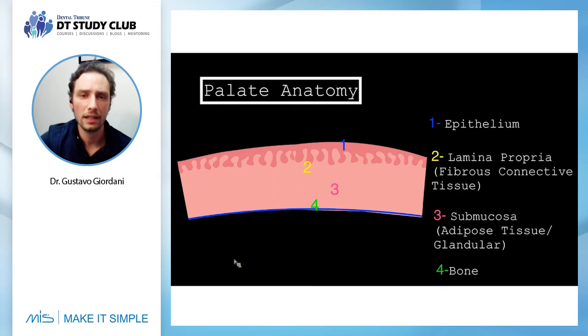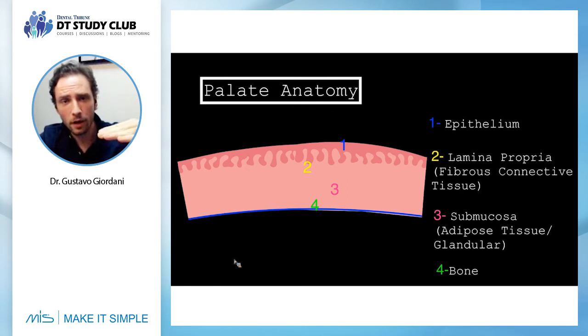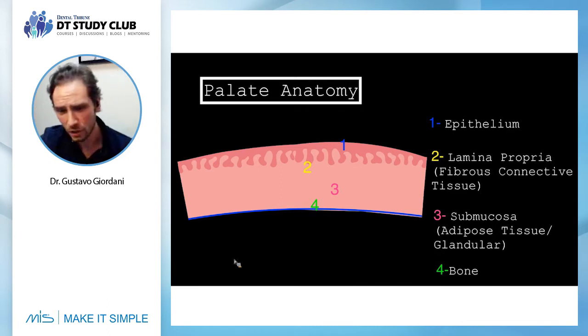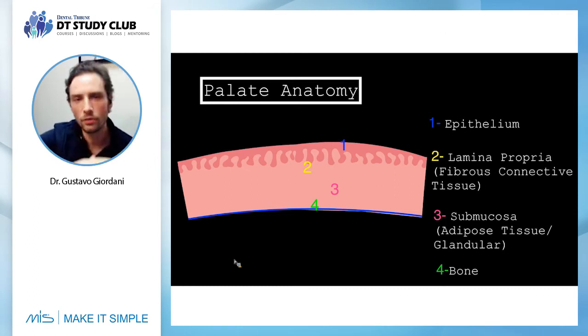We don't use the epithelium in the aesthetic zone because we're gonna change the color of the tissue. Below the epithelium, we have the lamina propria, which is the fibrous connective tissue. This tissue is very stable, and this is the tissue that we want in our connective tissue grafts. Below the lamina propria, we have the submucosa, which is the adipose tissue, the glandular tissue, the tissue that is not very stable. We try to avoid as much as we can removing this part of the palate because the quality of the tissue is not so good. Then we have the periosteum, and then we have the bone.